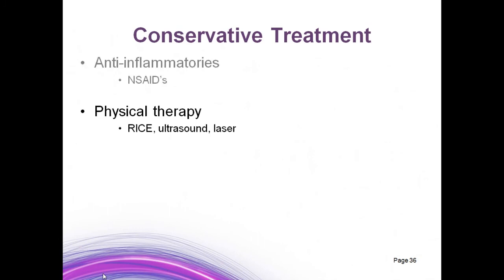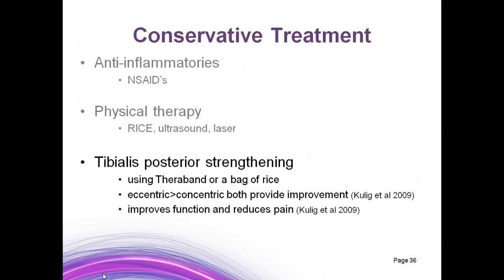Early on, some conservative treatments can include simple modalities such as non-steroidal anti-inflammatory drugs, or physical therapy such as rest, ice, compression, elevation, ultrasound or laser, and a really important point would be muscle strengthening. And muscle strengthening has been shown to be quite effective, particularly in the early stages of tibialis posterior tendon dysfunction. And there's a few ways you can do it.